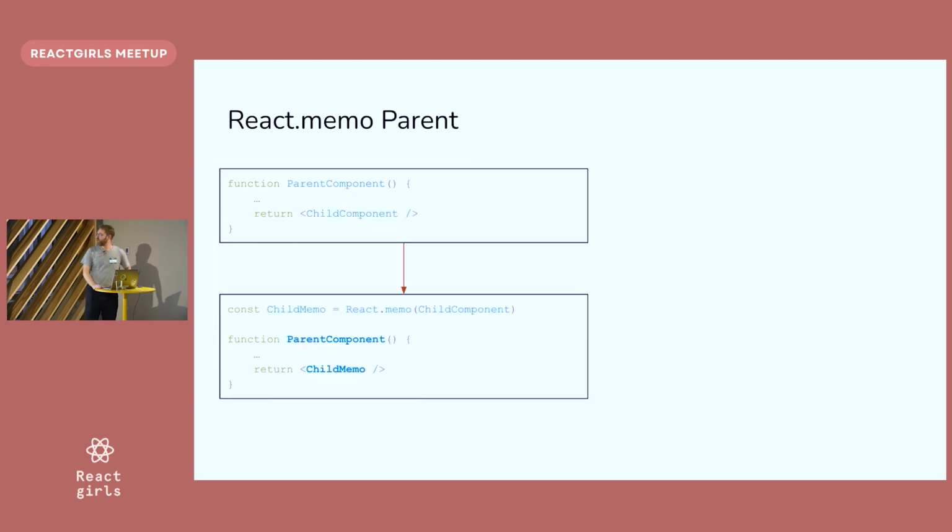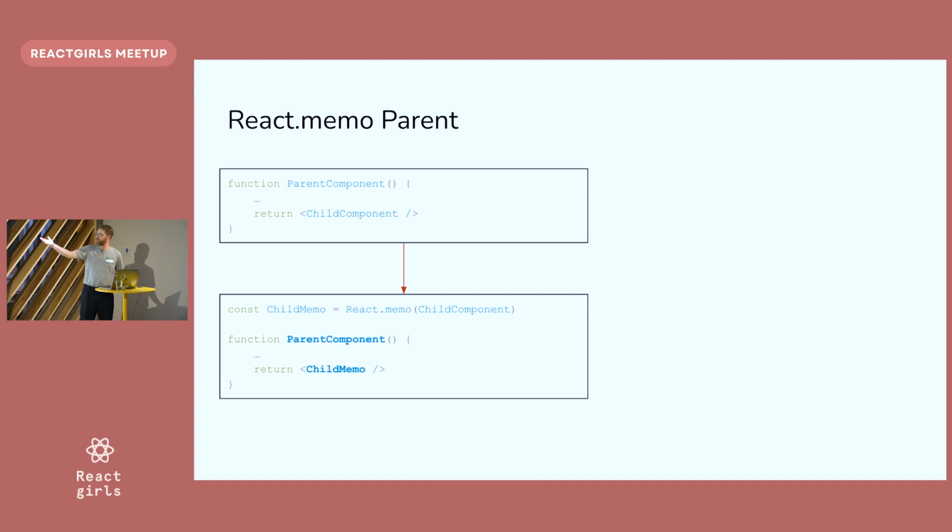But moving forward, React memo. What is it? It's very simple. It's basically a way to change the behavior of a component to make it only re-render if its props change. If the props change and the component is memoized, then it will re-render.